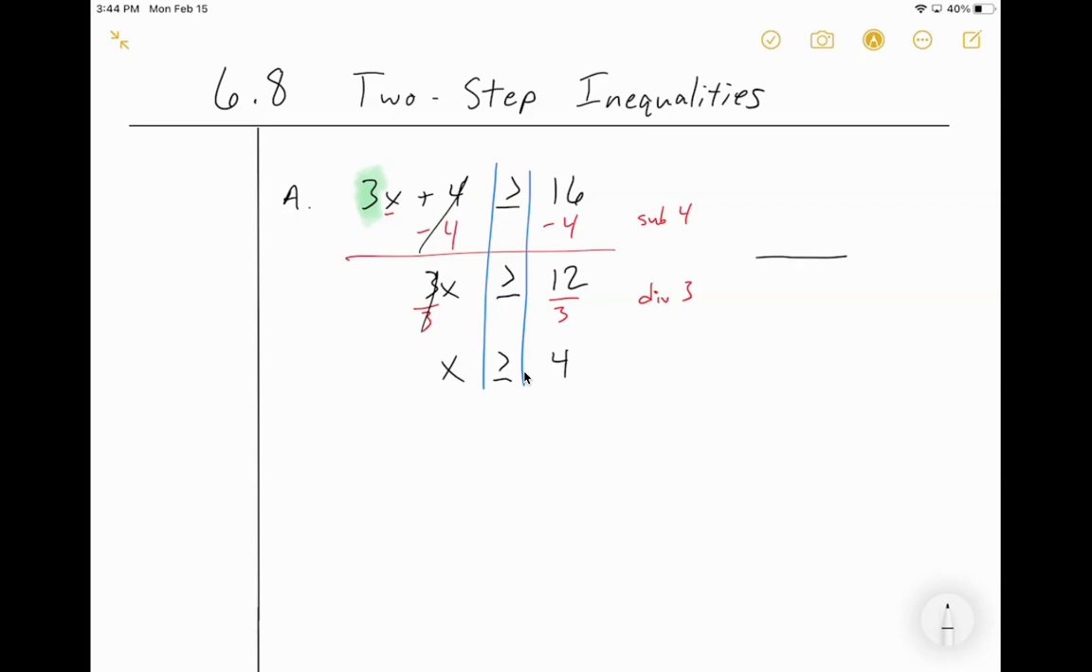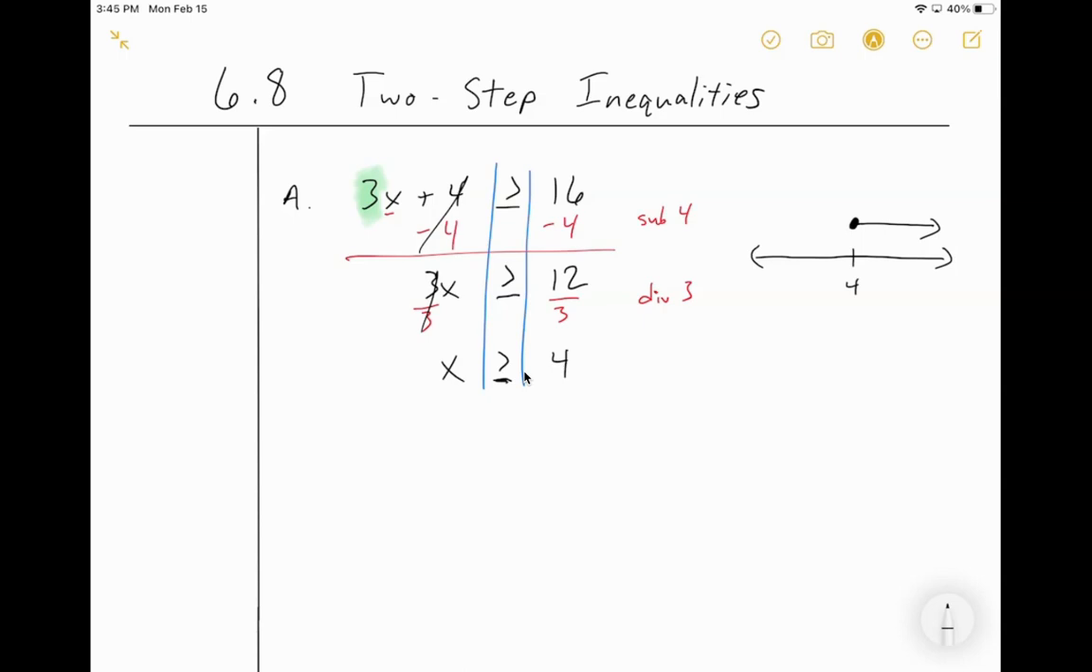Let's go ahead and graph it. Hopefully we're getting pretty good at this graphing by now, but let's take a look here. All right, so we say, okay, closed dot because we have the equal to, and greater than goes to the right. And that's how you solve these. And then, of course, you can check by checking any number to the right of 4. So 5, 6, 7, 8, 100, whatever it is. If you plug it in, it should work.